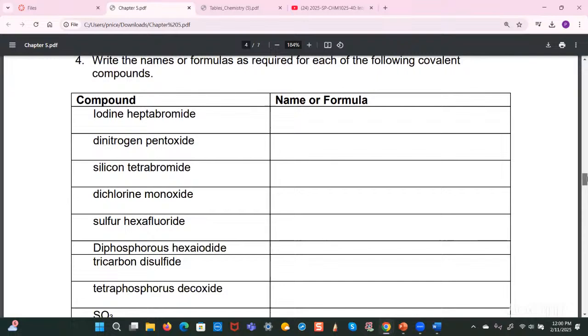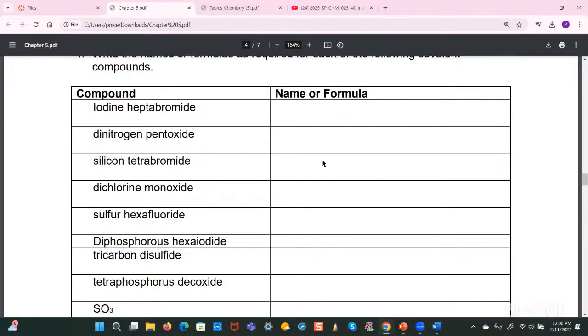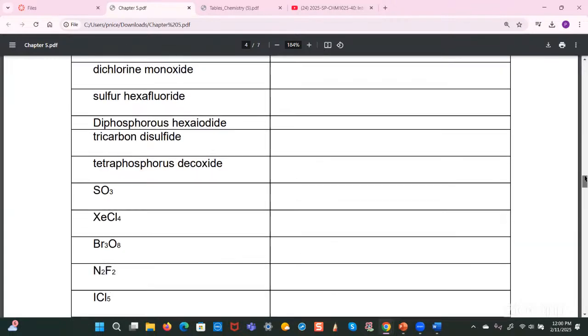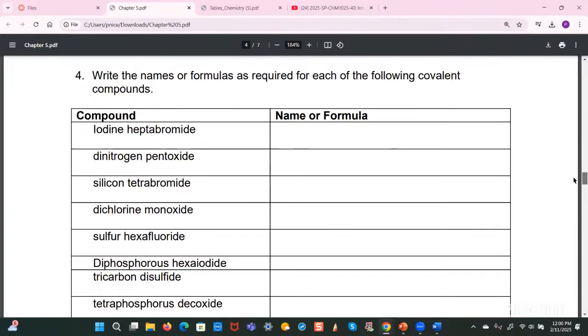Okay, so now you're gonna get a chance to determine the formula based on the name and the name based on the formula. All right, let me help you out with a couple of these. Let's look at the first one. They gave you the name as iodine heptabromide. So what do you think the formula is? Okay, so that's the name. What's the formula?